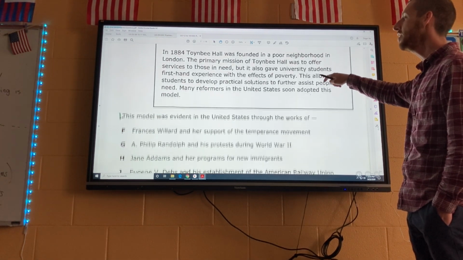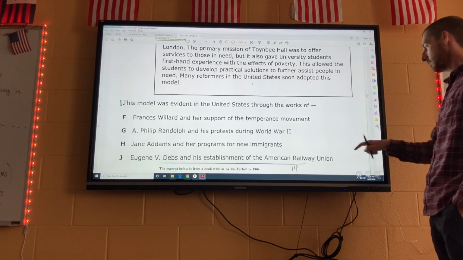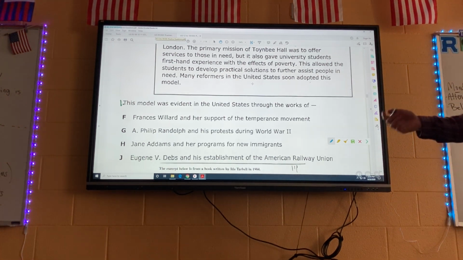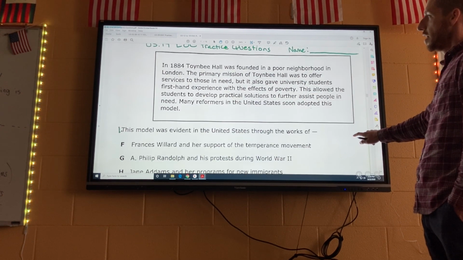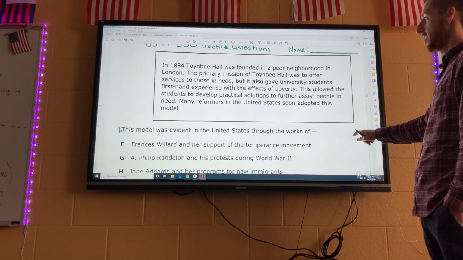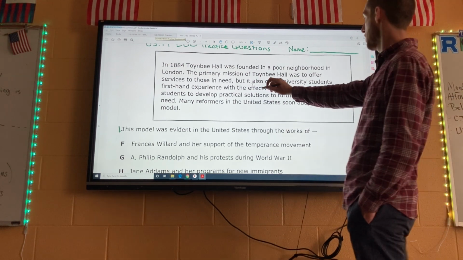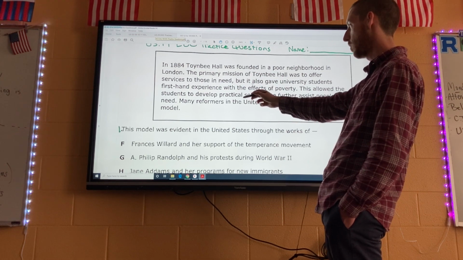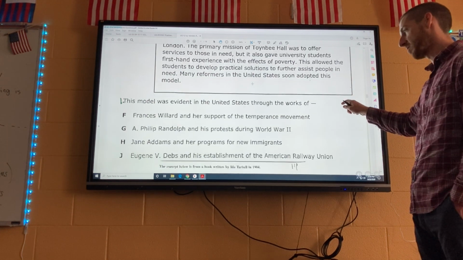Keep it on going. All right, so check it out. This model was evident in the United States through the works of, so don't really know, but let's take a look at it. It says, in 1884, Toynbee Hall was founded in a poor neighborhood in London. The primary mission of Toynbee Hall was to offer services to those in need, but it helped university students who had the experience of poverty develop practical solutions to help people in need. Many reformers in the United States soon adopted this model.